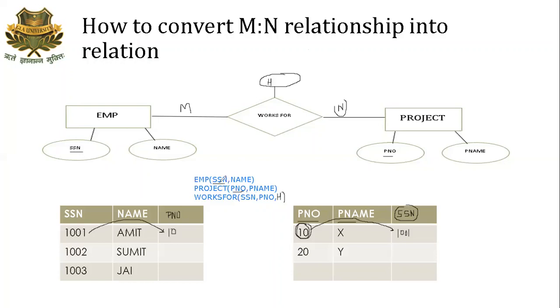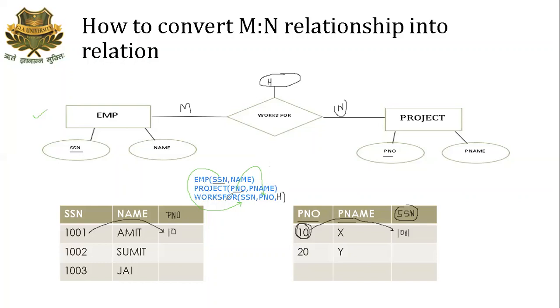In the works for relation, the social security number is a foreign key, referenced from the employee table, and in the works for table, this P number is also a foreign key. So to convert this ER diagram into tables, we have to design three tables: one is employee, another is project, and the third is works for.